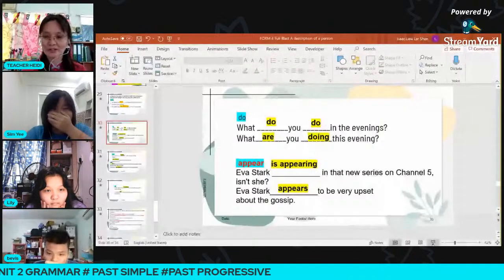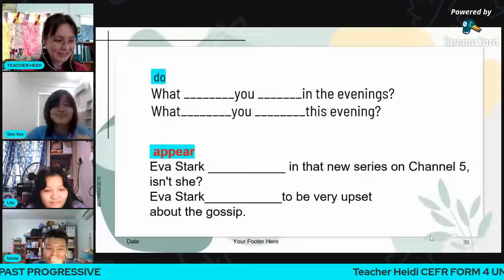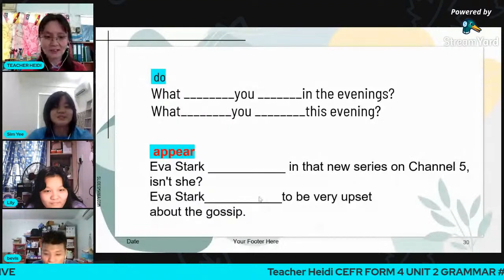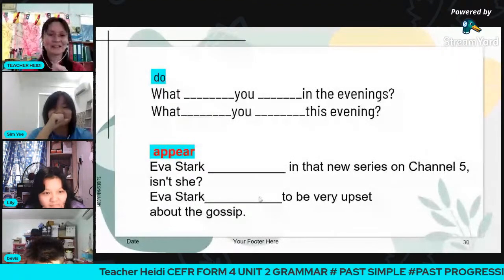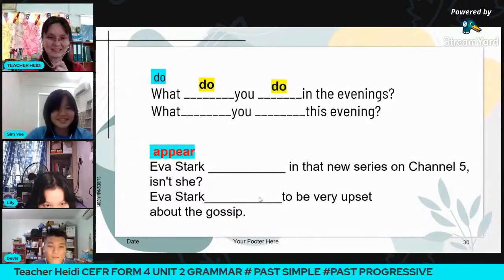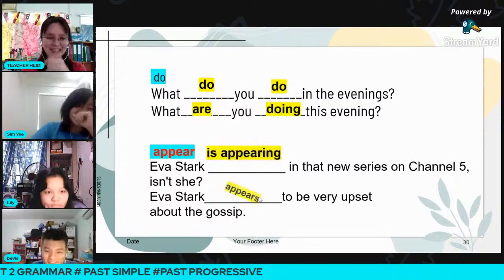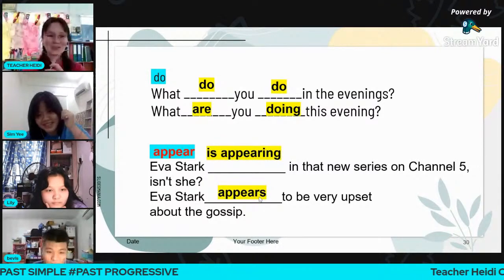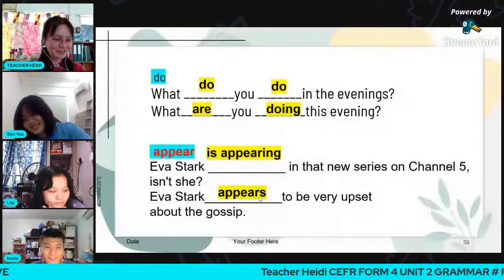Okay, Simi, what's your answer? Oh, I showed the answer already. Simi, can you answer or not? Yes, the first one is appearing, and the second one is appears. Okay, correct. So the first one is appearing, the second one is appears.